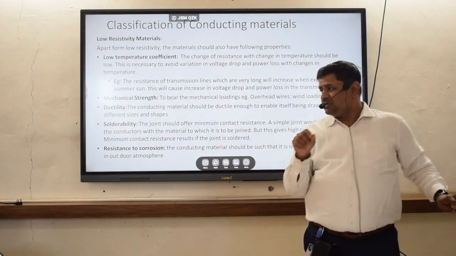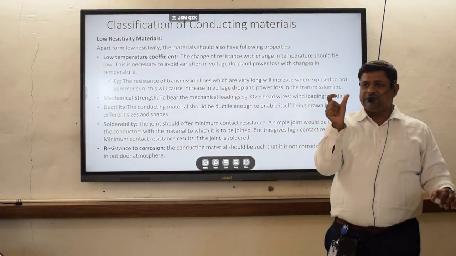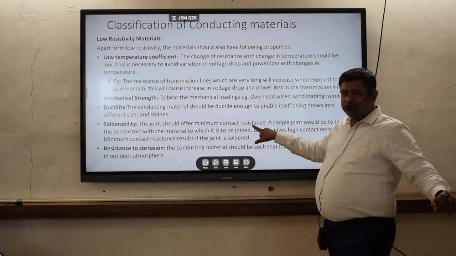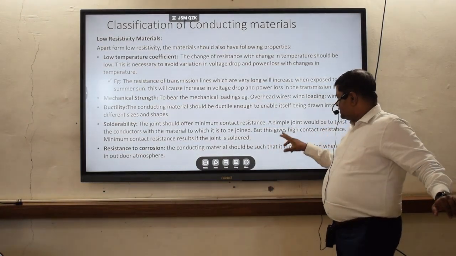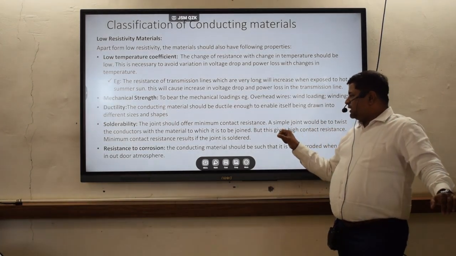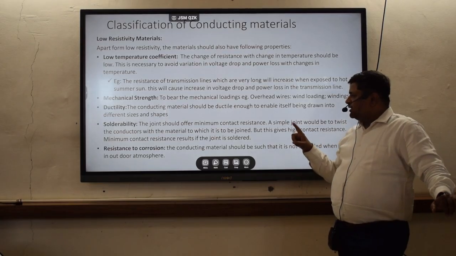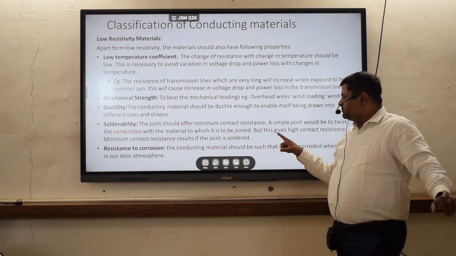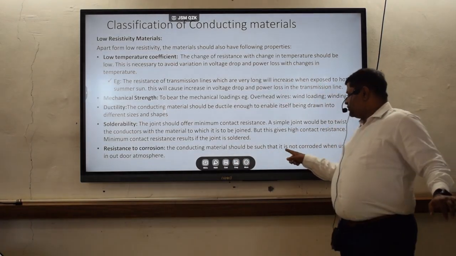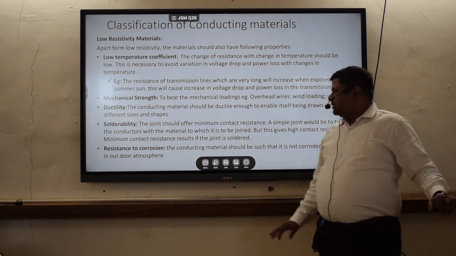That is the soldering process. If you have soldering, then the joint resistance or contact resistance will be on the lower side, and that is useful for minimum contact resistance. A simple joint would be to twist the conductors with the material to which it is to be joined, but this gives high contact resistance. Minimum contact resistance results if the joints are soldered, and there should be resistance to corrosion.